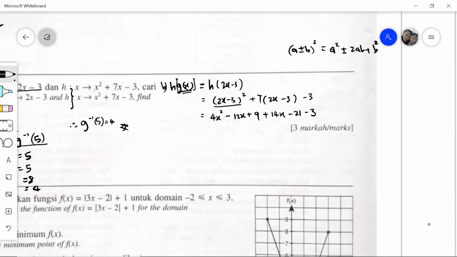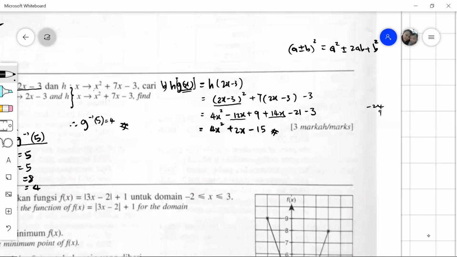All right, so the first one squared is 4x squared. This is minus, so 2 times 2 times 3, so 12x. Negative 3 squared is positive 9. Then when we combine the like terms together, 4x squared, negative 12x plus 14x, so positive 2x. And then over here we have negative 21 minus 3, which is negative 24, and with the 9, negative 15. That's it.